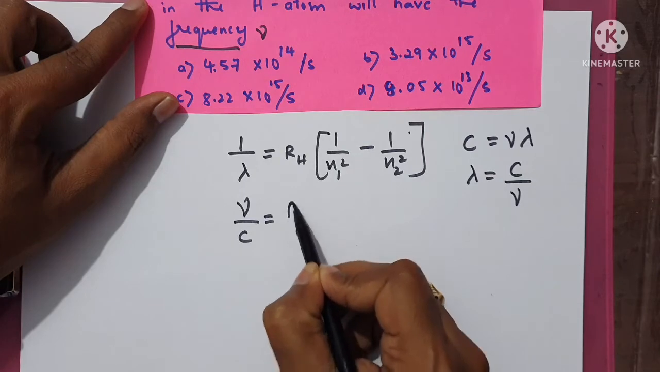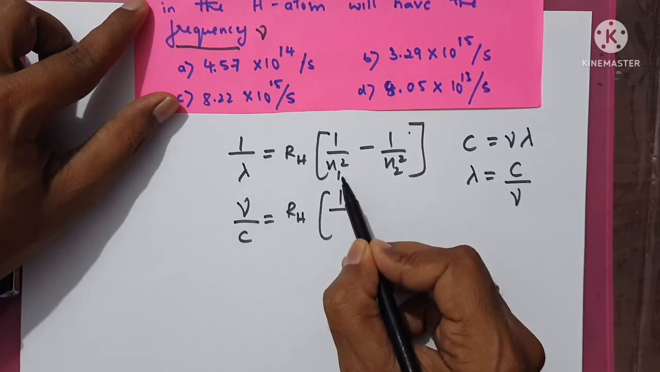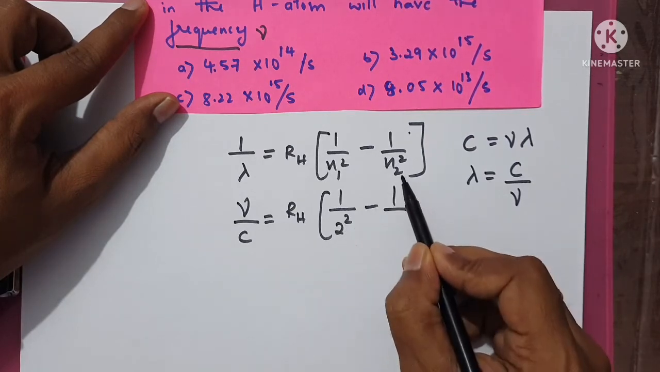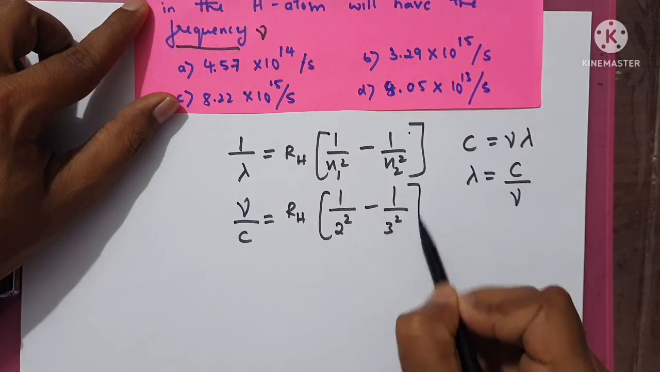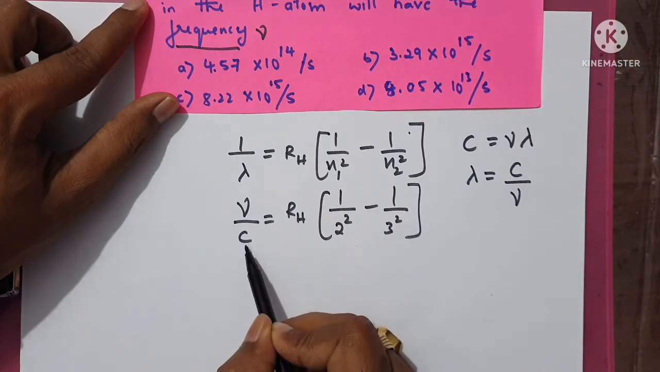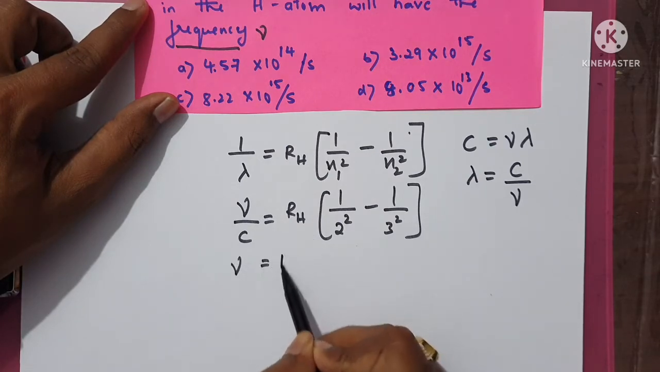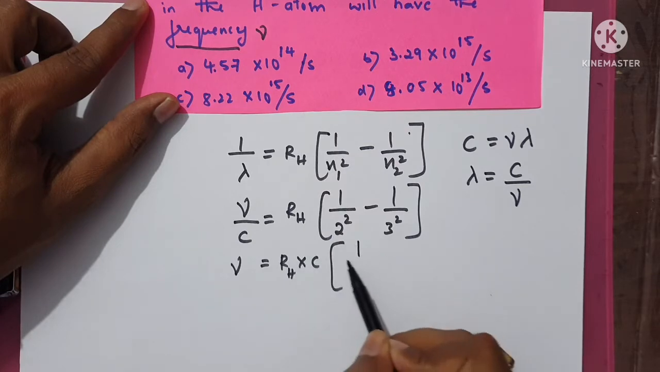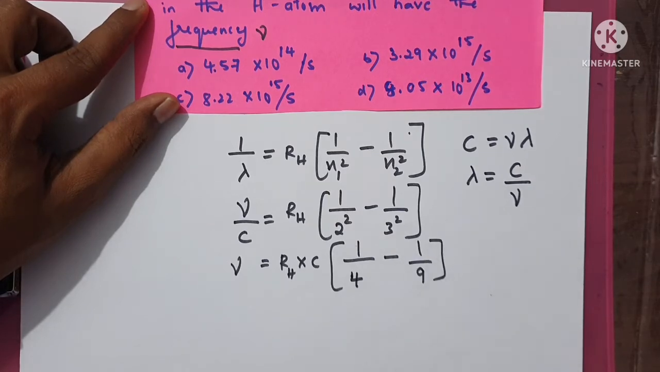that is equal to RH, that is of 1 by, what is the n1 value? The n1 value is 2 square, minus 1 by, what is the n2 value for Balmer series? I have told you it is 3 square. So next I'll take this C here, so that frequency is equal to RH into C, that is into 1 by 2 square, which is 4, minus 1 by 9.